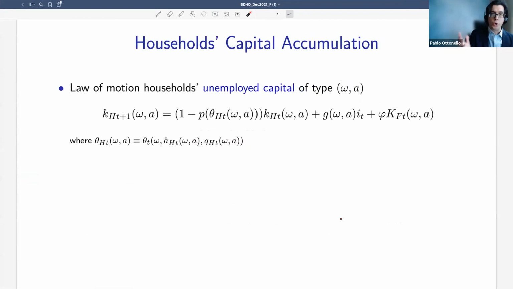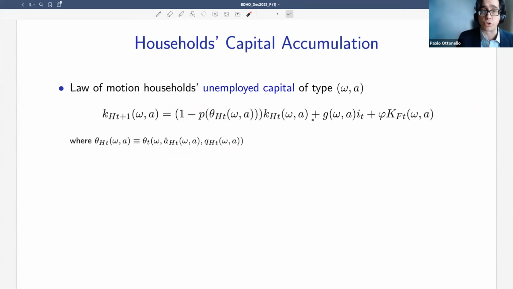All right. So let me walk you through each of the agents' problems. How do households accumulate capital in this decentralized setup? Households arrive to the period with some unemployed capital of a certain type that they bring from the previous period. With probability 1 minus P of theta, they don't get to sell the unit of capital and they bring it to the following period. This P of theta depends on the choices that the sellers make about the price that they list the unit at and the quality that they announce.